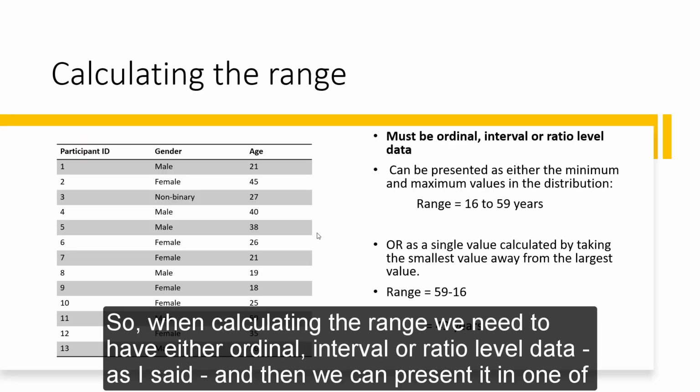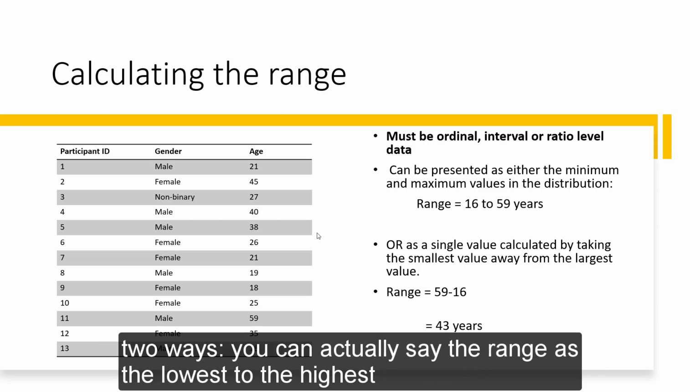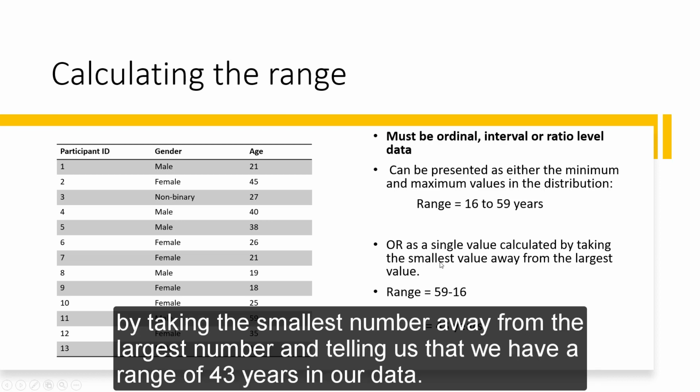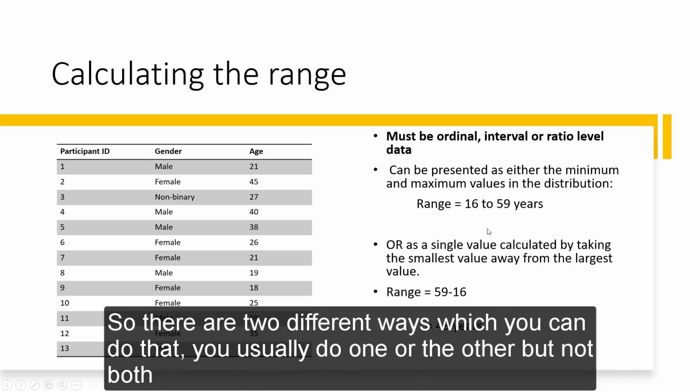So when we're calculating the range, we need to have either ordinal, interval or ratio level data, as I said. And you can present it in one of two ways. You can say the range as the lowest to the highest scores. So if we were looking at age in years, the range is 16 to 59. Or we can calculate it as a single value by taking the smallest number away from the largest number, telling us that we have a range of 43 years in our data set. So there are two different ways you can do that. You'd usually do one or the other, not both.